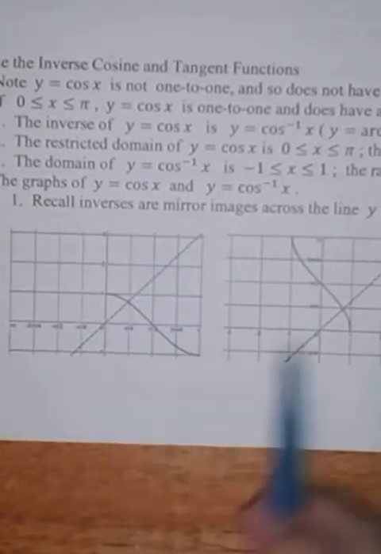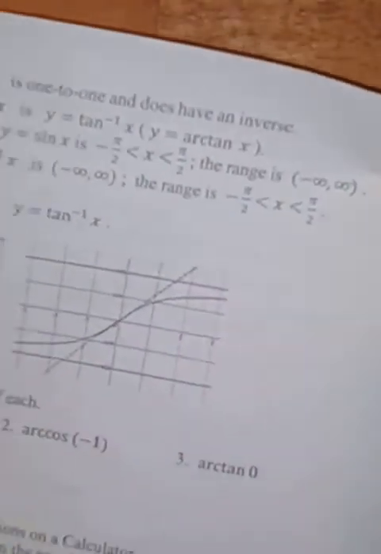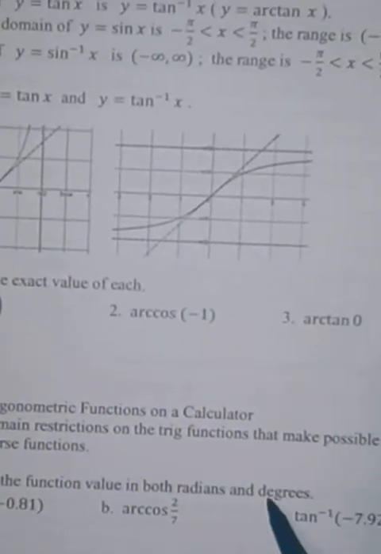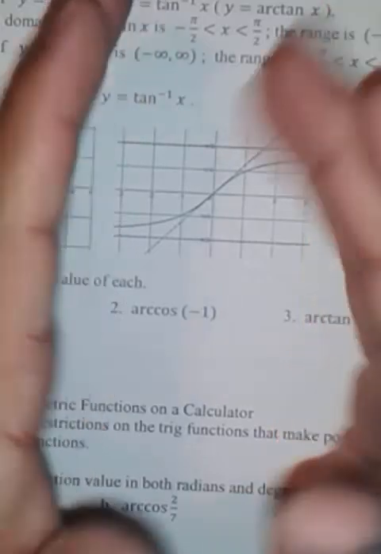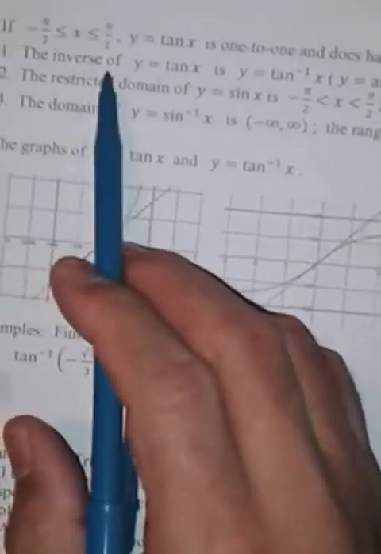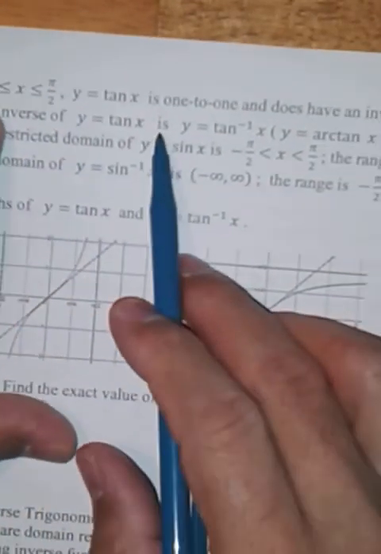And then the notes also remind us that inverses are mirror images of each other. So you can read that on your own, I think. Let's go on to tangent. Yeah, so remember, tangent is made up of infinitely many noodles, right? But if we just restrict our domain to just one noodle, we'll pick the noodle that goes from negative pi over 2 to pi over 2.